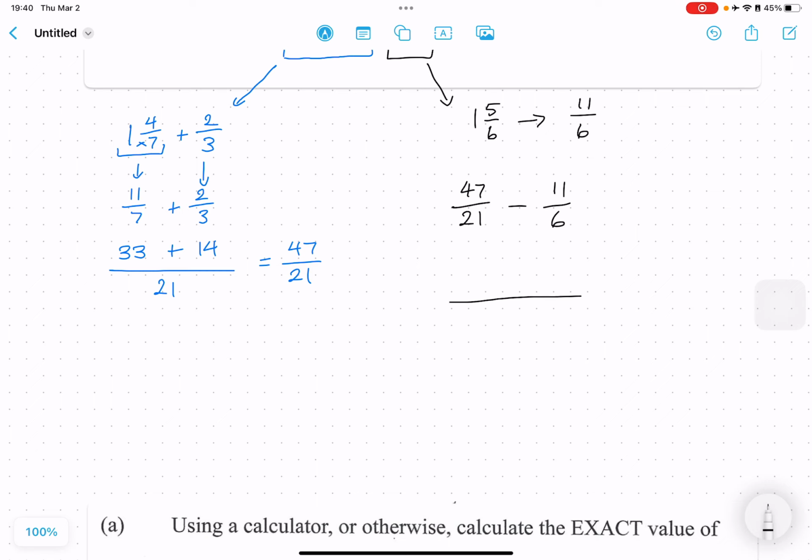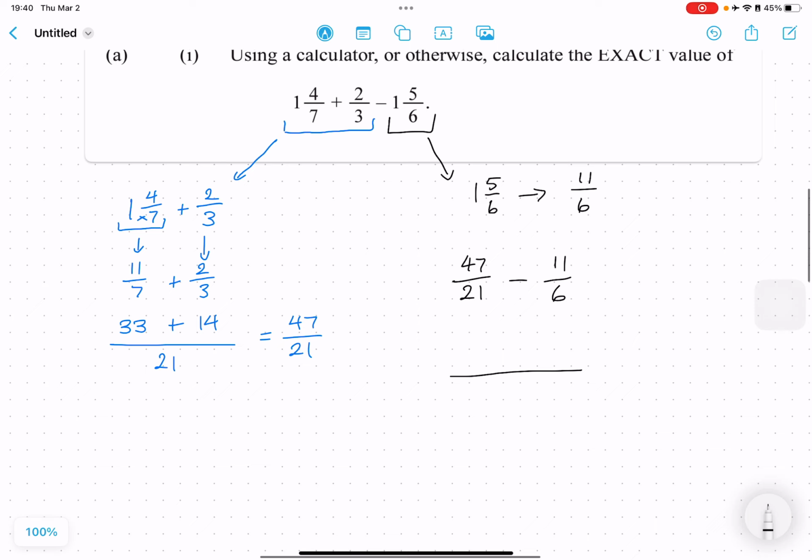And here we go. We make a line, and now we need to find the LCM of those values. Now we could multiply the 21 and the 6, but that'll be a big number. So if we take our time, we will realize that 21 could go into 42, and 6 could also go into 42. So I'm going to use 42 as my LCM.